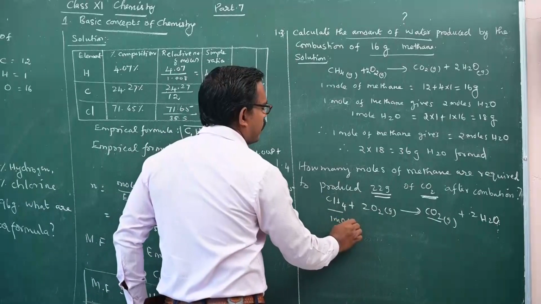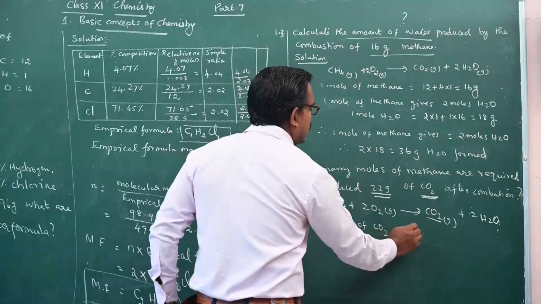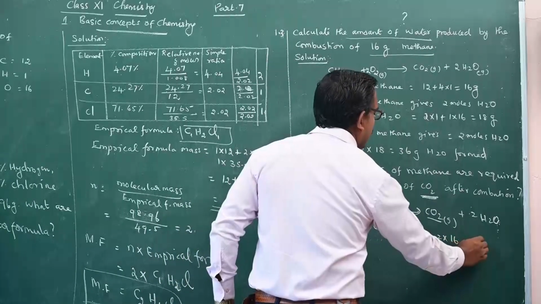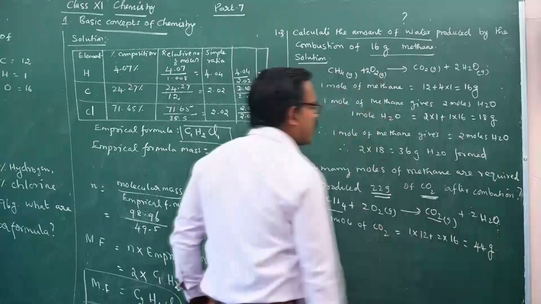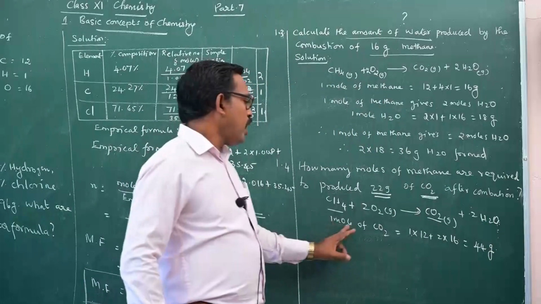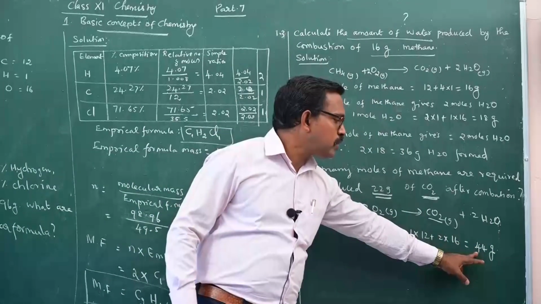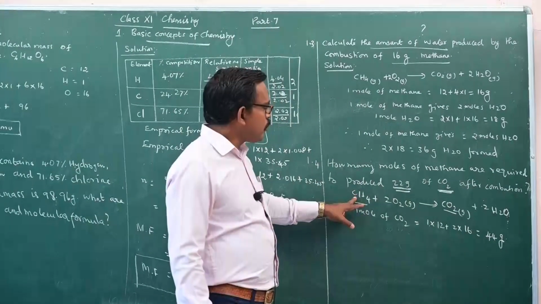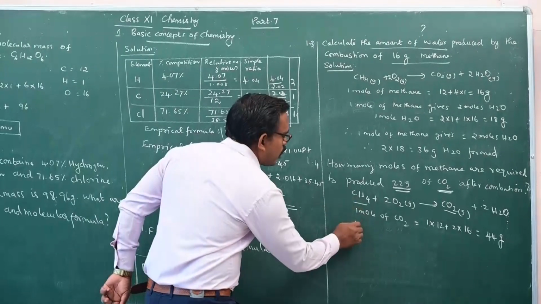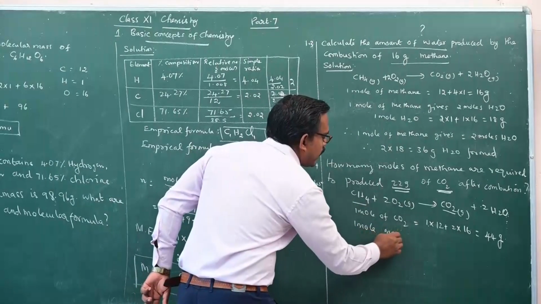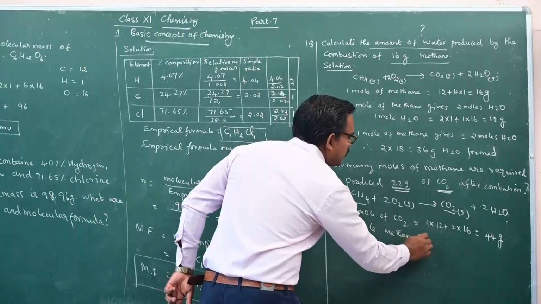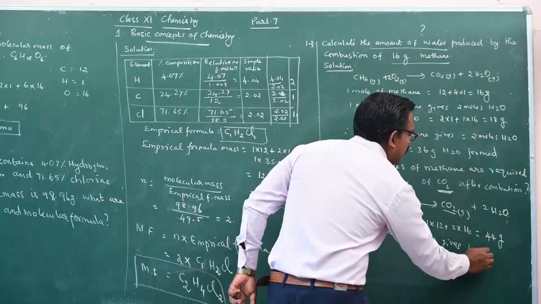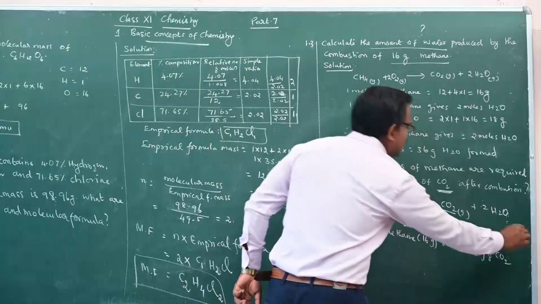1 mole of carbon dioxide is equal to 1 into 12 plus 2 into 16, that is equal to 44 gram. 1 mole of carbon dioxide is equal to 44 gram. That means 1 mole of methane, that is 16 gram, gives 44 gram of carbon dioxide.